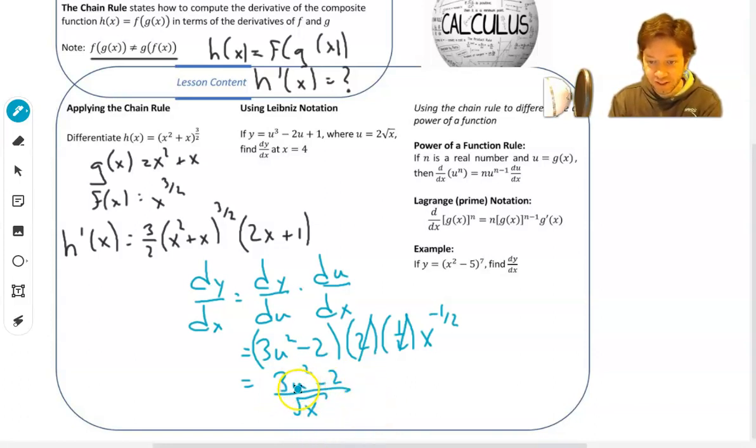And then we could substitute u in. So u is 2 root x. So let me just continue over here because I'm running out of room.